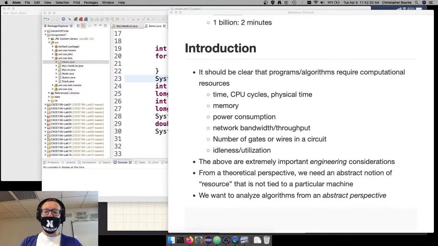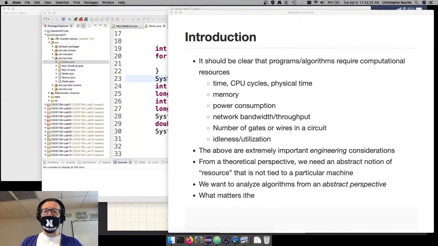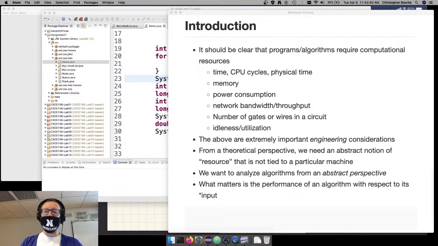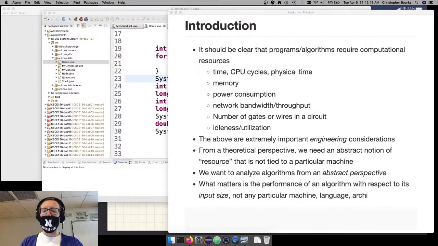What matters is the performance of an algorithm with respect to its input size, not any particular machine, language, architecture, etc.